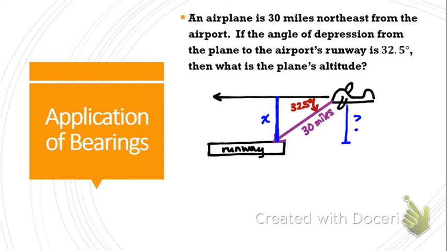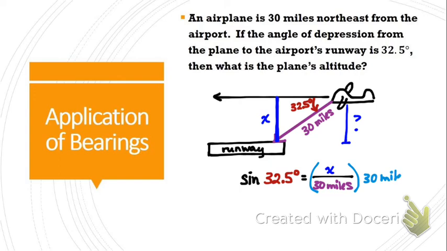So what do I need to use to figure that out? Sine. Sine of 32.5 degrees is equal to what? X over 30. So then to solve it, we're going to multiply both sides by 30 miles, so sine of 32.5 degrees times 30 miles.